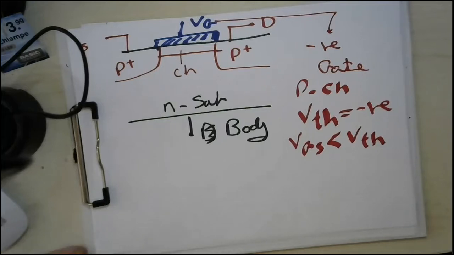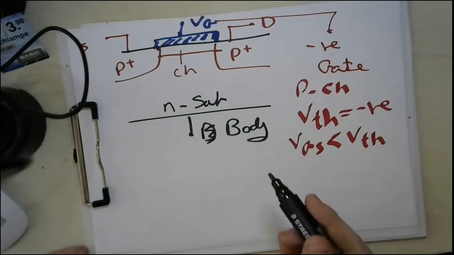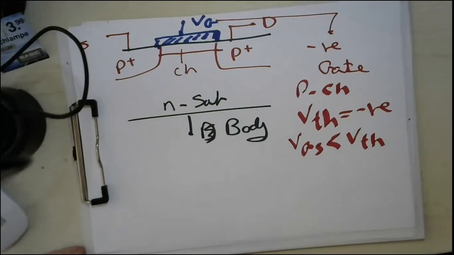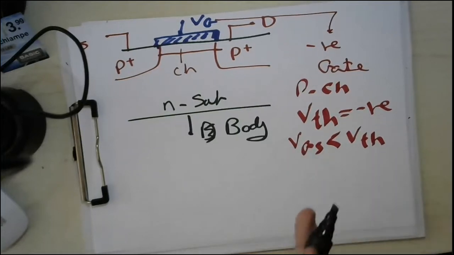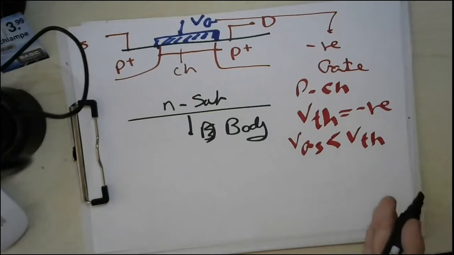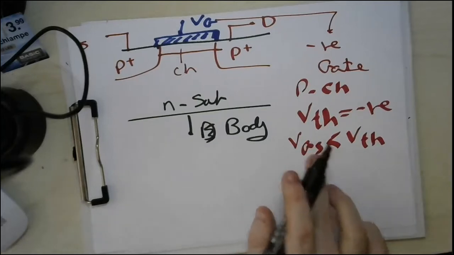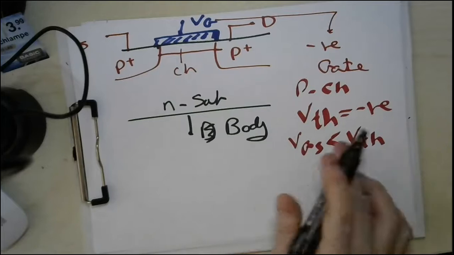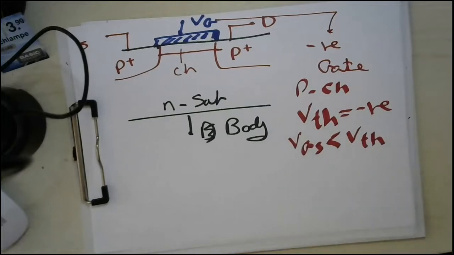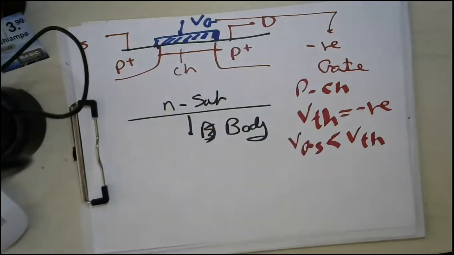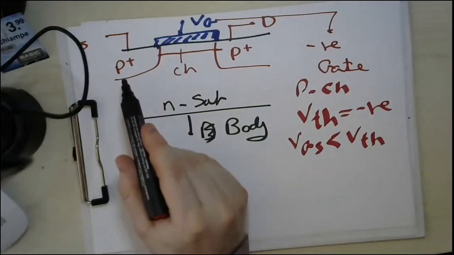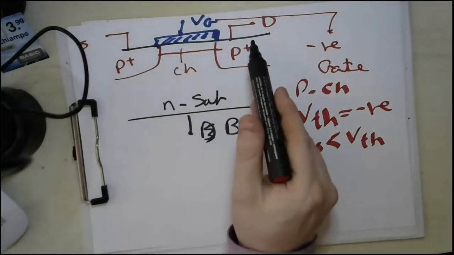Okay, what is the second? Sometimes, just to make sure you understand it well, sometimes we write it here as VSG, but I would prefer to make it VGS, just to keep the sign. So this is negative, and this is negative, and you compare two negative values to each other. So I prefer to write it like that. Okay, so this is the first step. Now you create this channel, but again, nothing will push holes to go from the source to the drain.